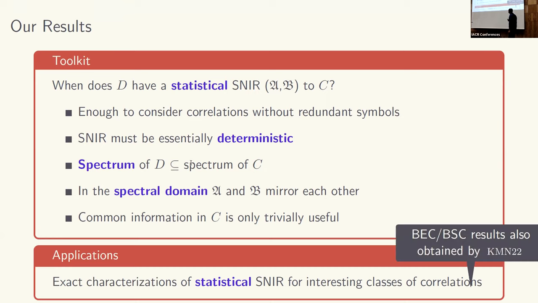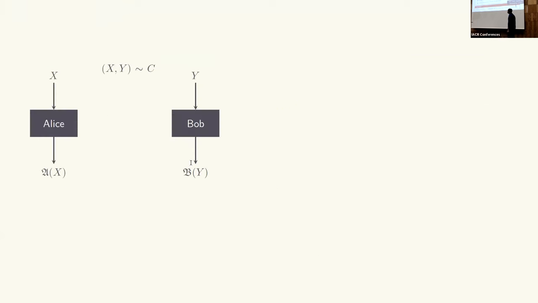And as we saw in Hai's talk, the previous paper presented does a more fine-grained analysis for special classes of correlations, pretty much the same things that we are looking at. And for that, they get results for the rates as well as feasibility.